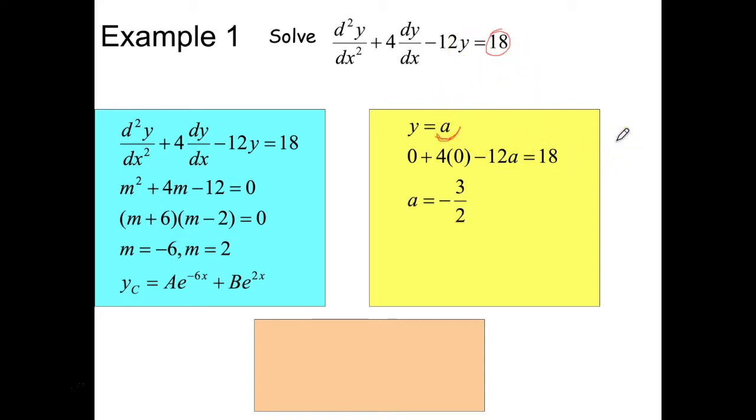And so your a should be negative 3 over 2. Therefore, your particular integral is y equals negative 3 over 2. And so your solution should be the complementary function plus the particular integral. So it will be this part plus that part.